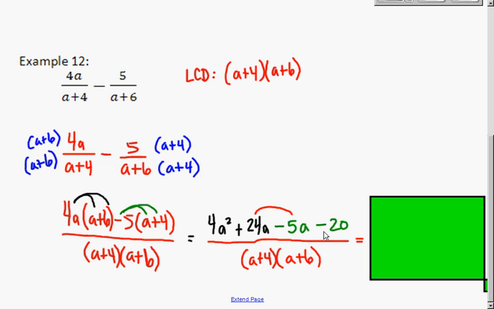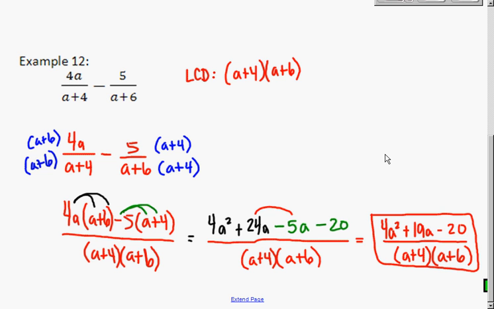Now I can combine my like terms in my numerator. In this case, the 24a minus 5a. And in example 12, we would be left with 4a squared plus 19a minus 20 all over a plus 4 and a plus 6.